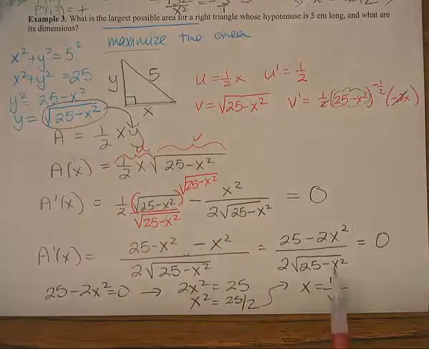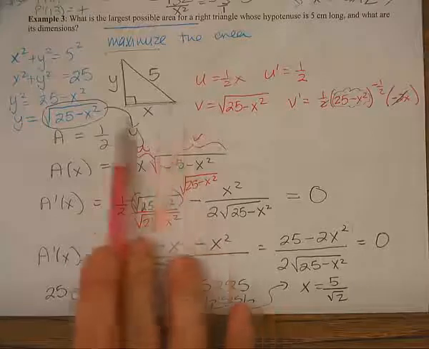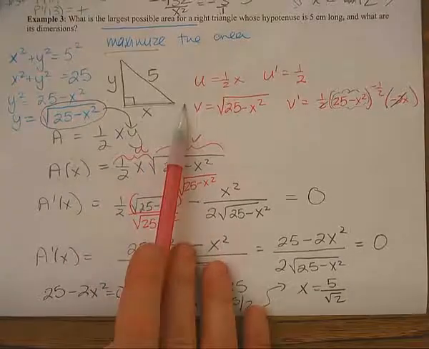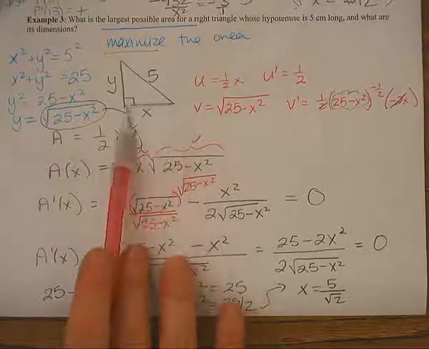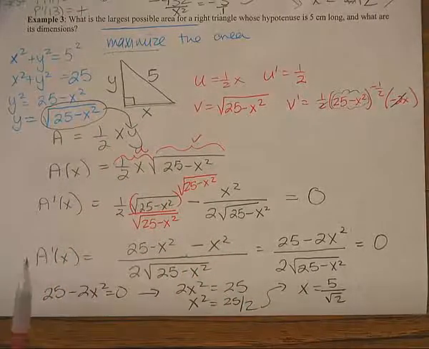Also, you would want to find where the derivative is undefined, which is where x is 5, but that wouldn't make sense with the context. I can't let the base of a right triangle be the same as the hypotenuse. So x cannot equal 5, neither can y. So I don't need to worry about where the values are undefined.